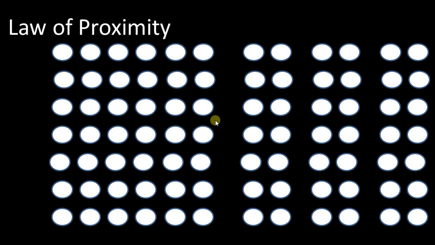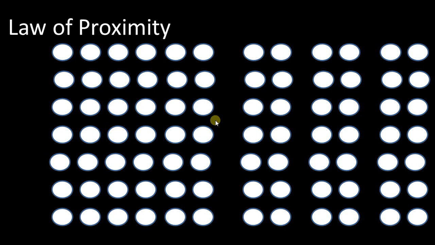And there is a third law, law of proximity. According to this law, we group some items which are so close, so near, as a single group. And see here, there are 1, 2, 3, 4, 5, 6, 7, 8, 9, 10, 11, 12 columns of circles.